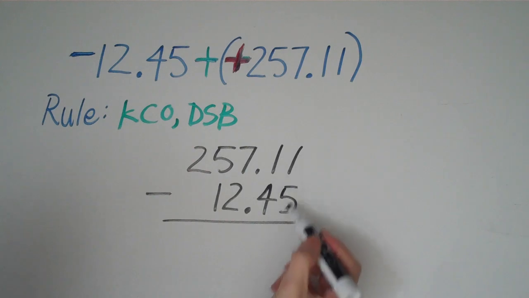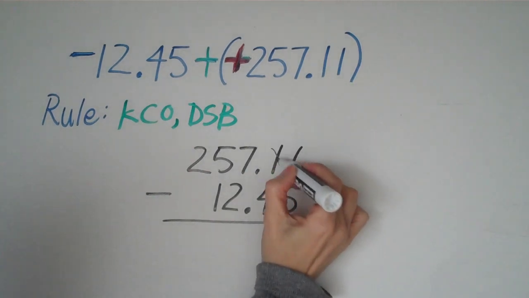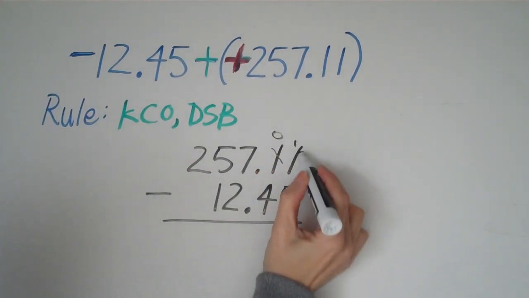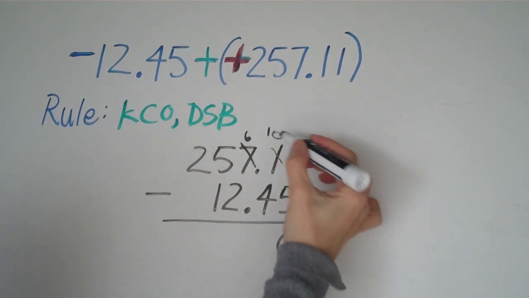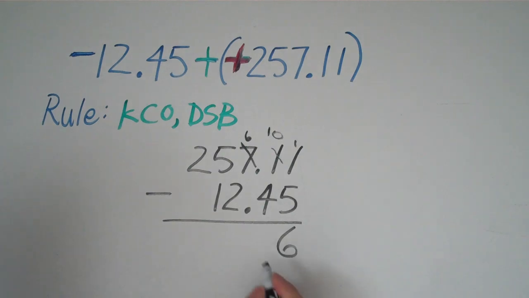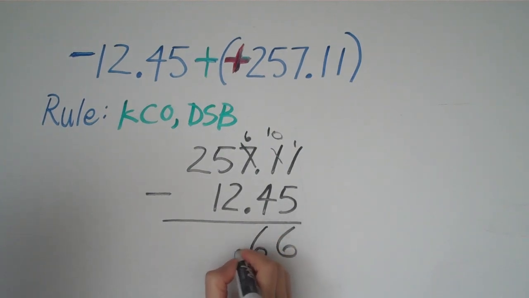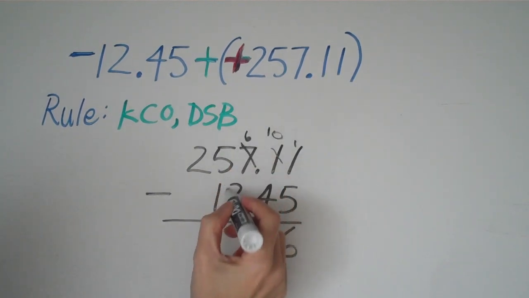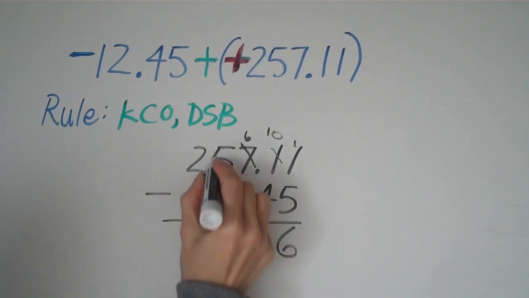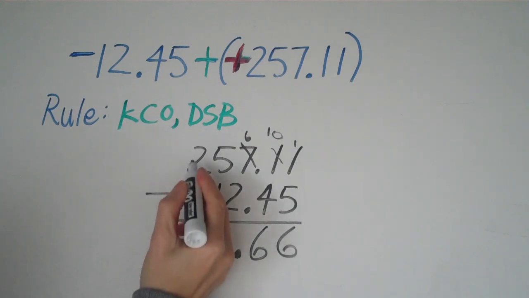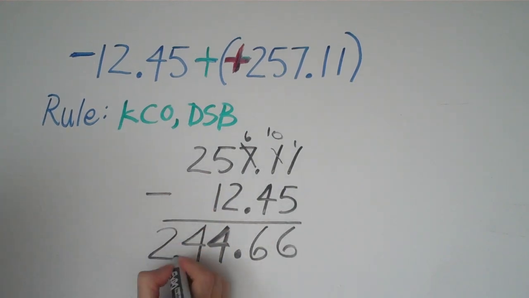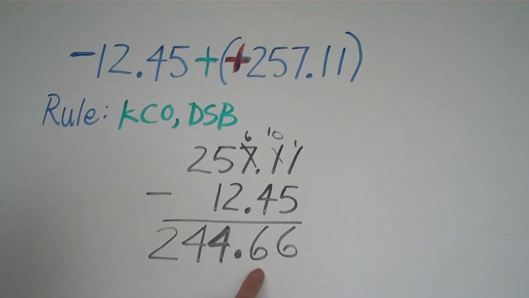So it looks like a case of borrowing here. So we're going to borrow from this guy. And 11 minus 5 is 6. And then we're going to have to borrow again. And then we have 10 minus 4 is another 6. Put in that decimal. Do not forget the decimal. 6 minus 2 is 4. 5 minus 1 is 4. And then 2 minus 0 is 2. So now we have 244.66, or 244 and 66 hundredths.